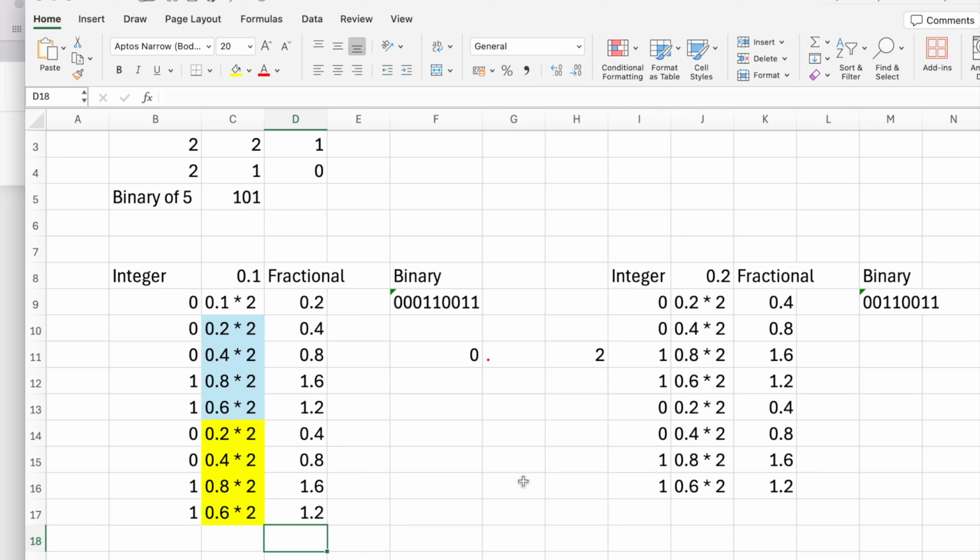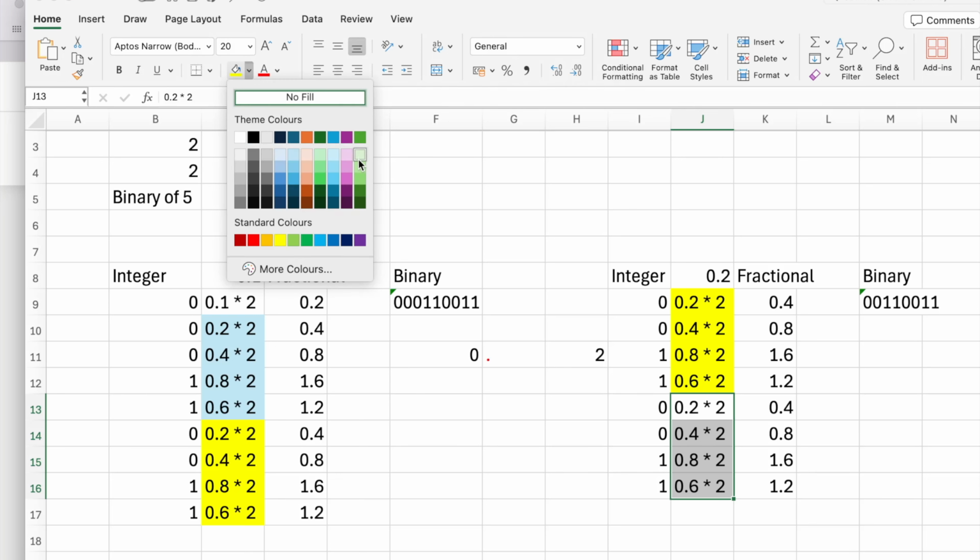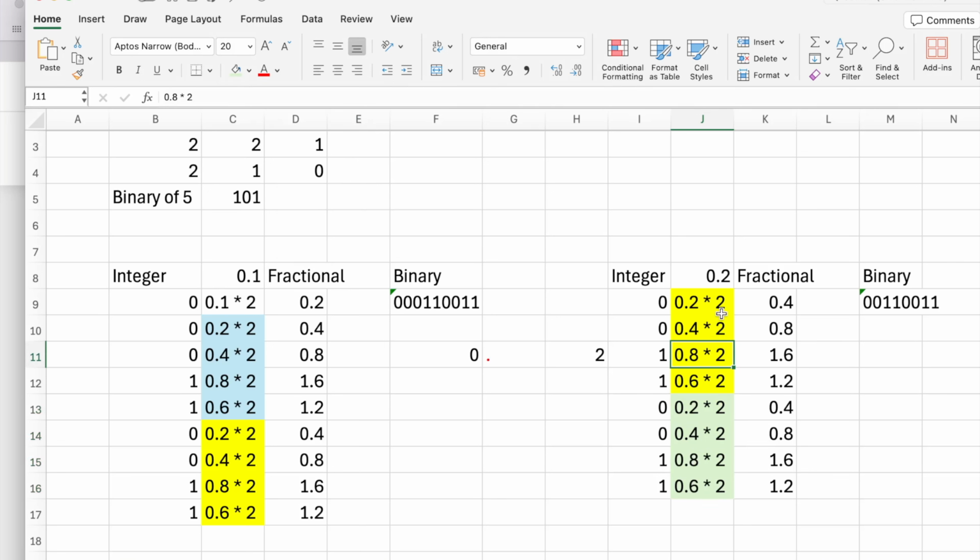Same is the case with 0.2. If we try to convert it into binary, here you see again the same pattern is getting repeated. So in a nutshell, what I am trying to say is that it will keep going on no matter how many times you multiply it, and that is the reason the computer makes an approximation.